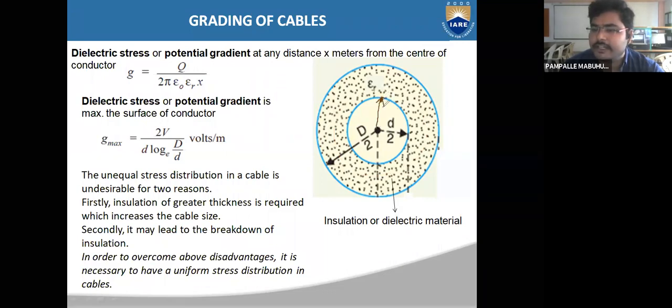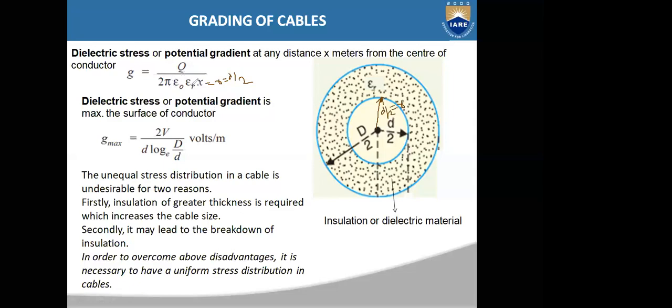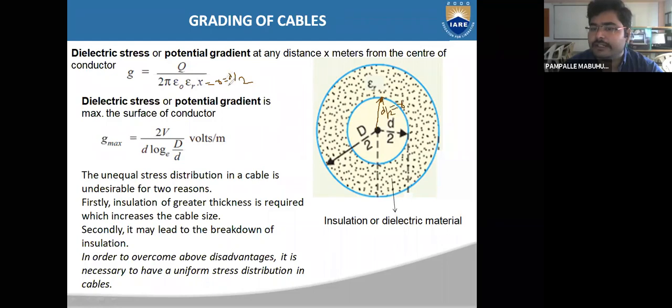your distance is d by 2, or you can also represent it with small r. In such a case, this x will become equal to small r, which is equal to small d by 2. So the dielectric stress or potential gradient at the surface of the conductor can be written as Q by 2 pi epsilon naught epsilon r into small r, or d by 2. Now you know that this potential gradient at the surface of the conductor will be greater than at the surface of the sheath.